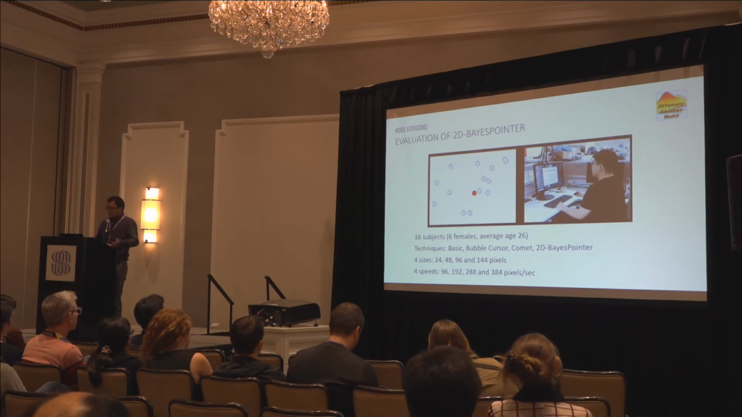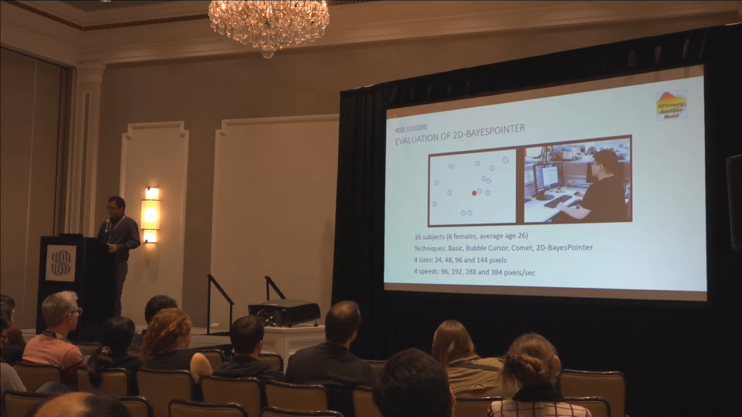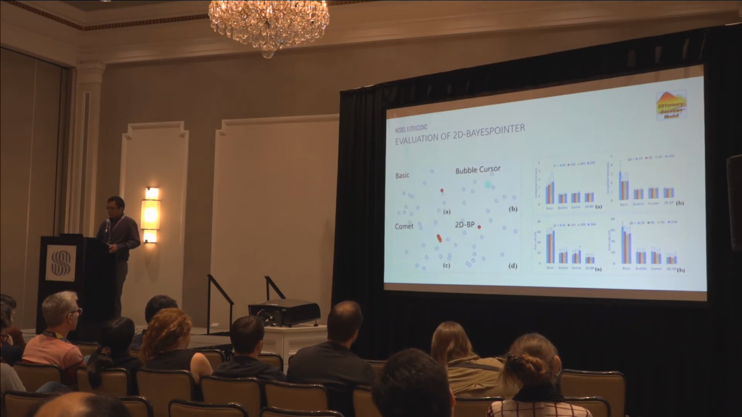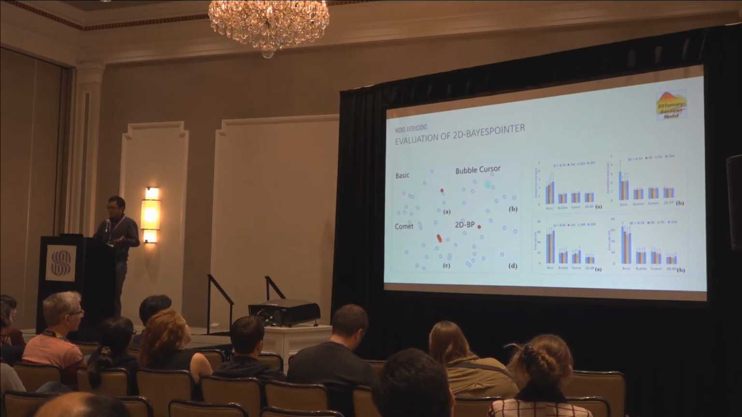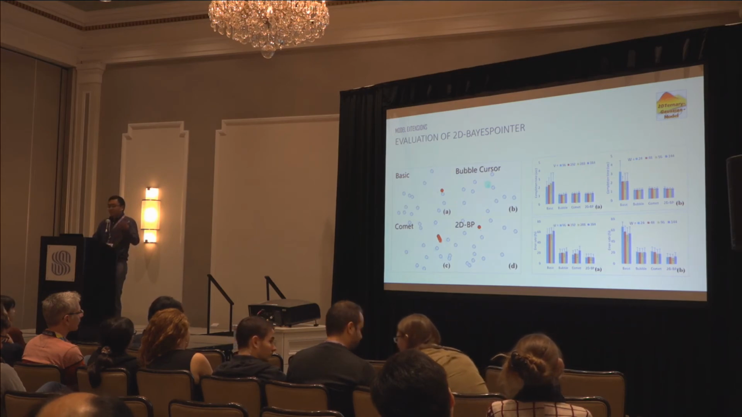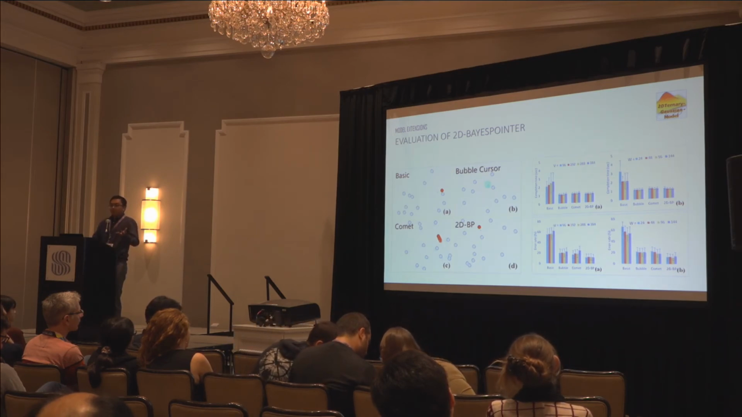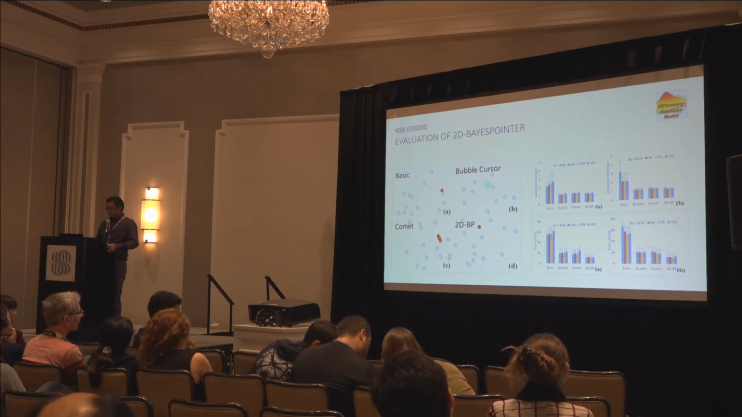So they actually ran a study. It's called the Bayesian pointing method. They ran a study with 16 participants, selecting different moving objects on a touch screen. And they also compared with other previously proposed methods like bubble cursor or comet for selecting moving targets. The baseline is the one that simply uses the boundary to determine whether the target is selected. It turns out that the Bayesian-based method with the Gaussian model has the lowest error rate.